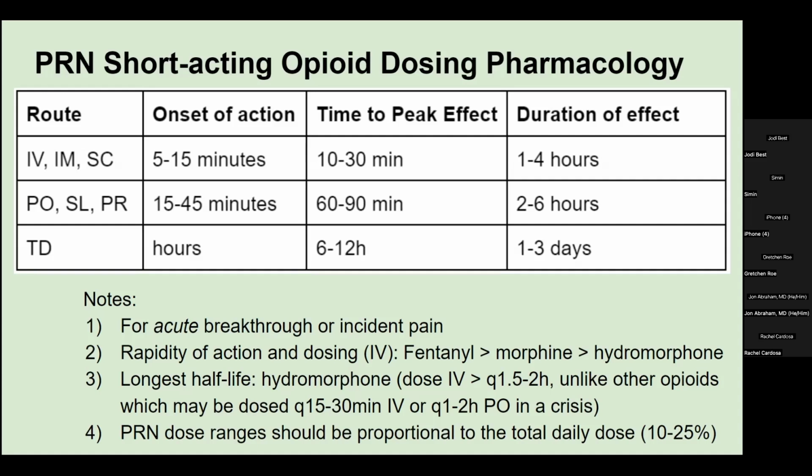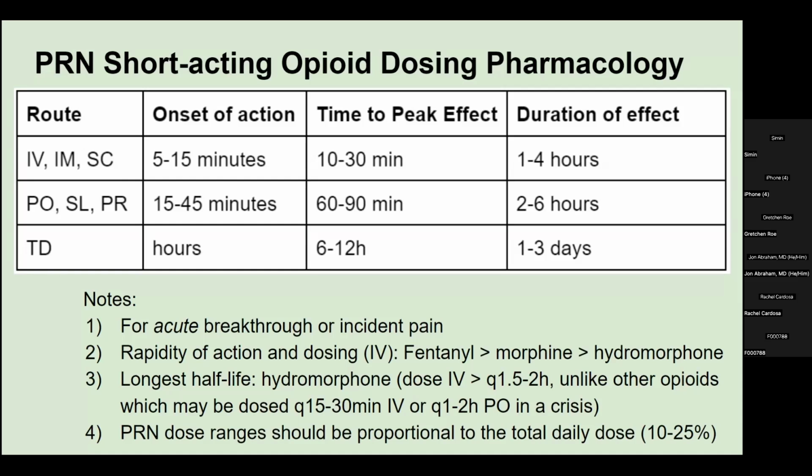Also, the PRN dose ranges should be proportional to the total daily dose. So a good rule is 10 to 25% of your total daily dose should be your PRN dose. So if somebody's on MS Contin, say 30 milligrams twice a day, that's 60 milligrams of oral morphine a day. Divide that by 10%, and that's 6 milligrams. Divide it by 25%, it's 15 milligrams. So your PRN dose should be somewhere between, to make the dosing easier, between 5 and 15 milligrams.